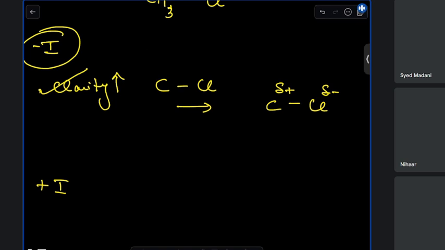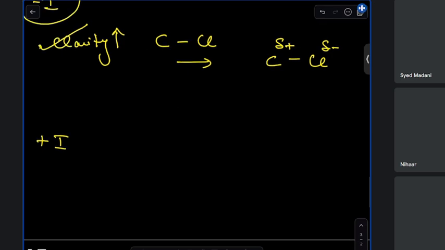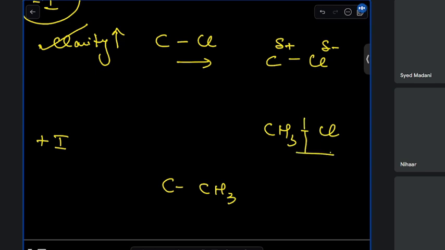But if clarity is less, I'll give an example. Let's say C is attached to one more alkyl group, CH3. Focus properly: in the previous example, what I gave you was CH3Cl. I gave you this example wantedly. Let's say the bond broke here. Here, who is more negative? Chlorine is there. It will go towards chlorine, which means carbon becomes more positive, chlorine becomes more negative.